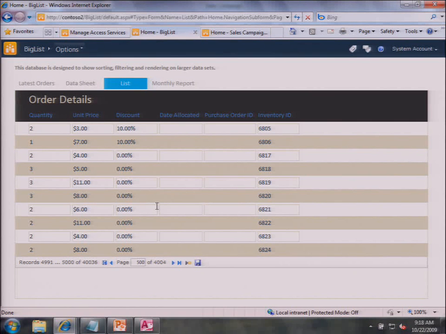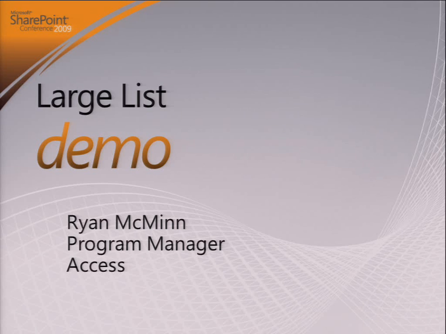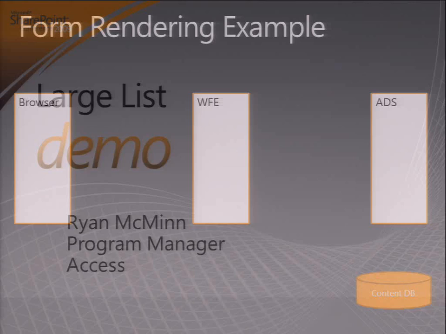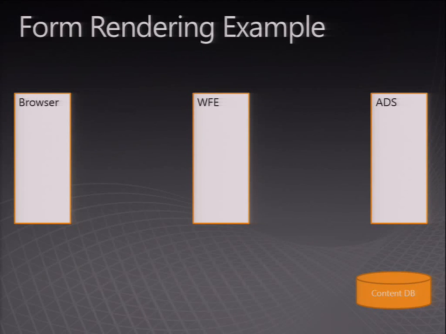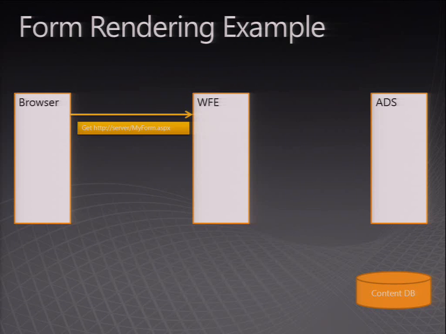So I actually have a couple slides that demonstrate this a little bit too, which I'll zip over to. Cool. So this is an example of the form rendering I just showed you, where we have the browser, the web front end, and ADS. ADS is our application server that runs the data. So when the browser makes the request to our web service, it will pick an ADS box using the health information to figure out which one to route it to.